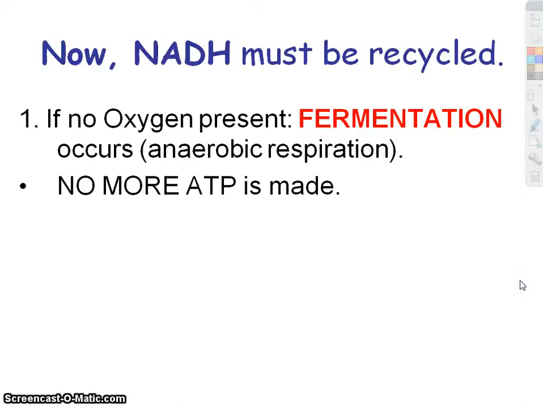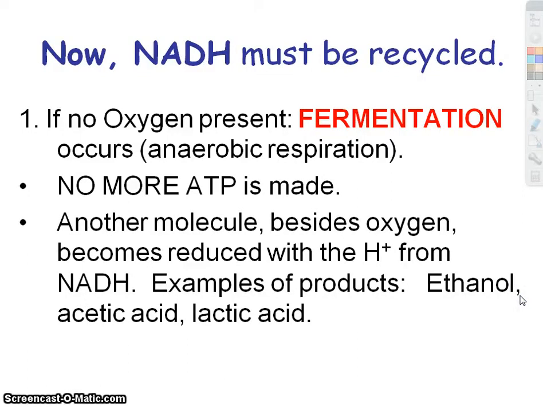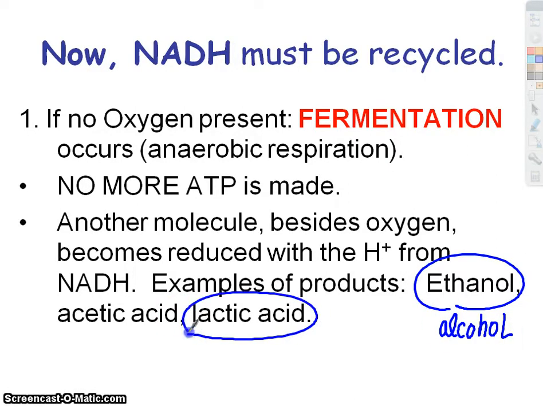So what you're doing, you don't make any more ATP, but you're recycling the NADH back to NAD again. And when you do that, since there's no oxygen, which would normally pick up the hydrogens at the end, some other thing picks up the hydrogens at the end. Possible things that can pick up those hydrogens: ethanol, which is alcohol; acetic acid, which is vinegar, but you won't be tested on that one, don't even worry about it; lactic acid, and this is what we make.